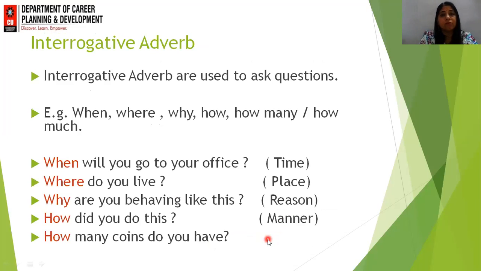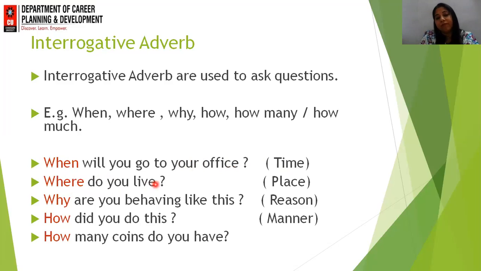Next, interrogative. We all know what interrogative is. Question, when we ask some questions. Whenever we are asking a question that starts with an adverb, it is an interrogative adverb. Examples: when, where, why, how many, how much. When we are starting with when, we can say it is an interrogative adverb, or we can say it's an adverb of time because we know when is associated with time. So when will you go to your office? If we term this when as an interrogative adverb, it is correct. If we term it as an adverb of time, again it's correct.